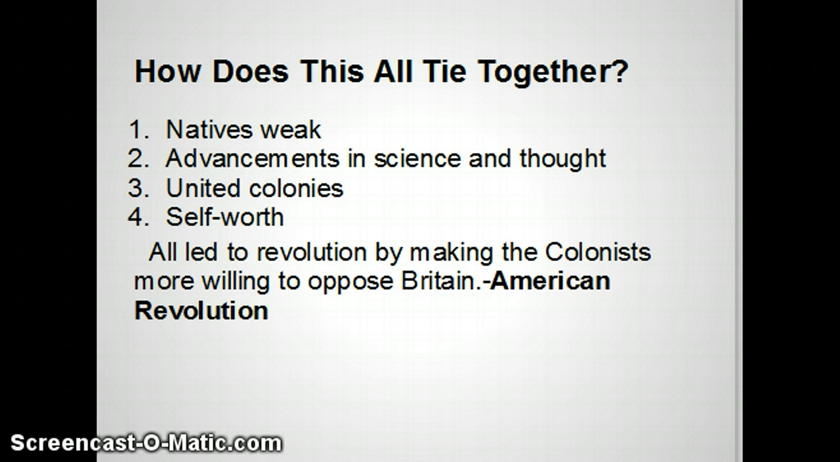The natives, for one, posed less of a threat because they were weakened by the French and Indian War. People started to believe in self-government instead of monarchy. This was a result of the Great Awakening because now people thought everyone was on equal footing.